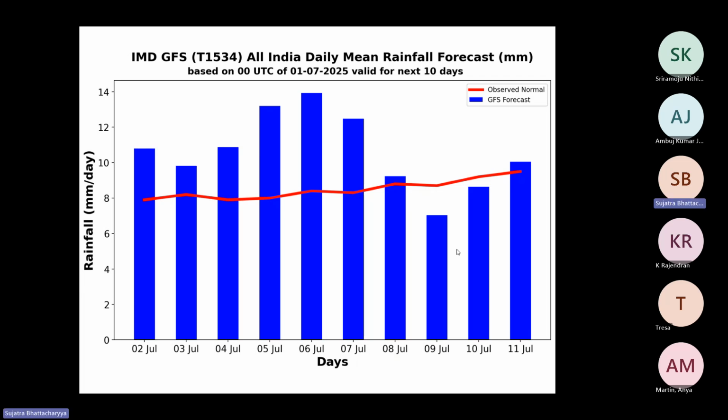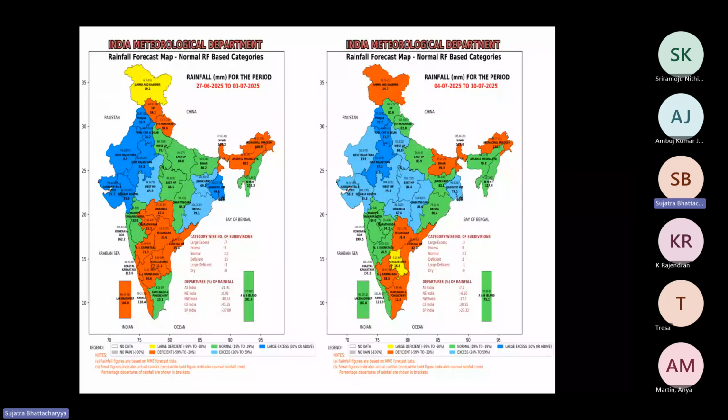Now this is the forecast given by IMD for this week. Look at this week. It shows continuously more rainfall in this region for the next one week. And this consistency you will see with all the other forecasts.